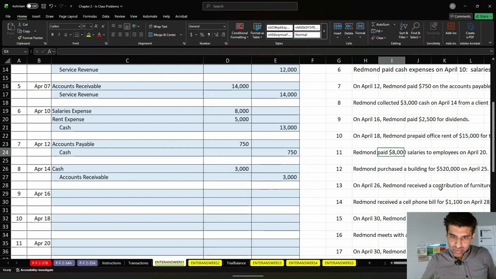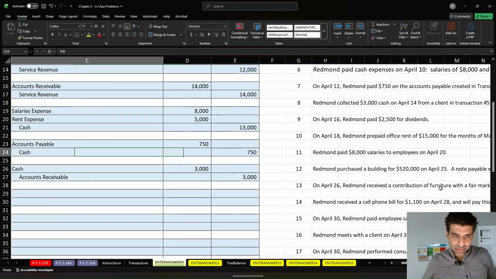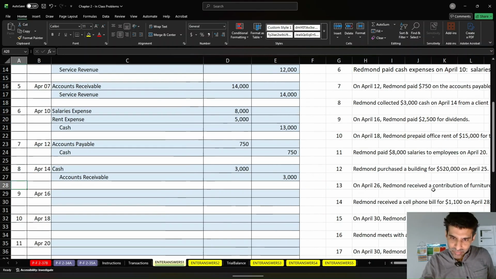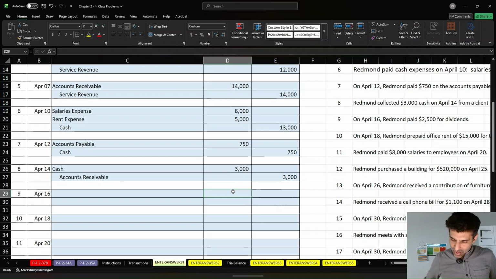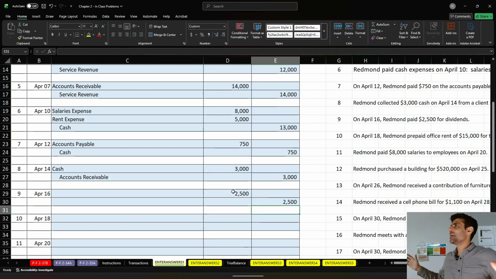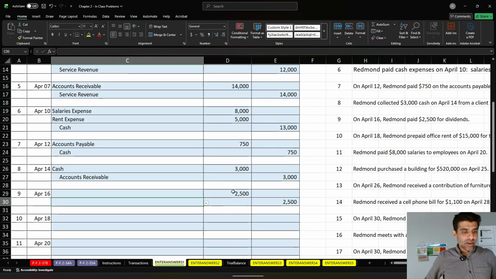Is it this one? Yeah. Paid $8,000 salary. Okay, on April. Wait, did I skip some? Okay, yeah. Paid dividend 2,500. Okay, so I already can just put in the amounts. Okay, look, I know it's going to be a debit of something 2,500 and a credit of something for 2,500. Okay, the easy one is cash. Cash is going out the door. Okay, cash is going to be the credit.